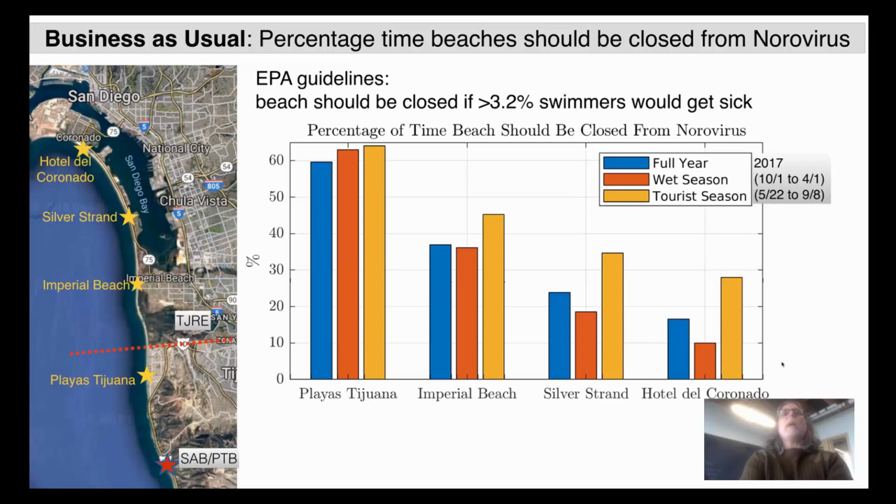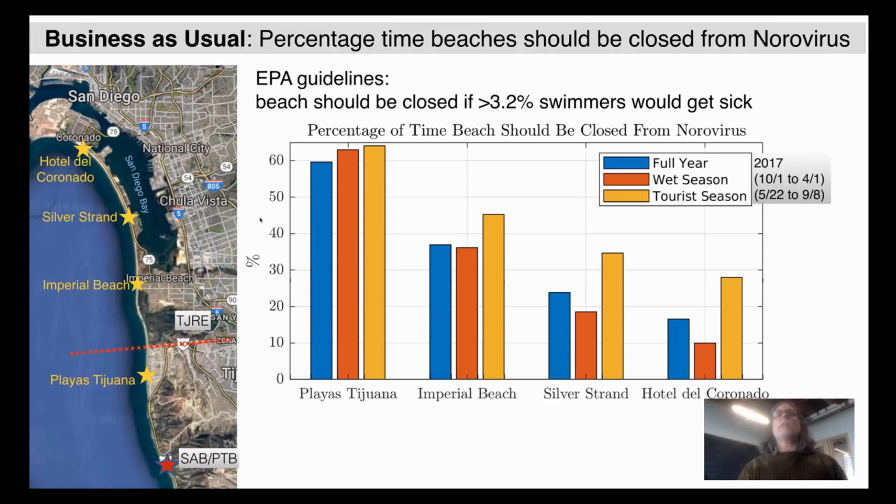Right? So using that metric, we can ask how often the beach should be closed at a number of different beach locations. Over here on the x-axis of the plot, I've shown 4 beach locations: Playas Tijuana, Imperial Beach, Silver Strand, and the Hotel del Coronado. The source of Punta Bandera is located here. Tijuana River Estuary is located here.